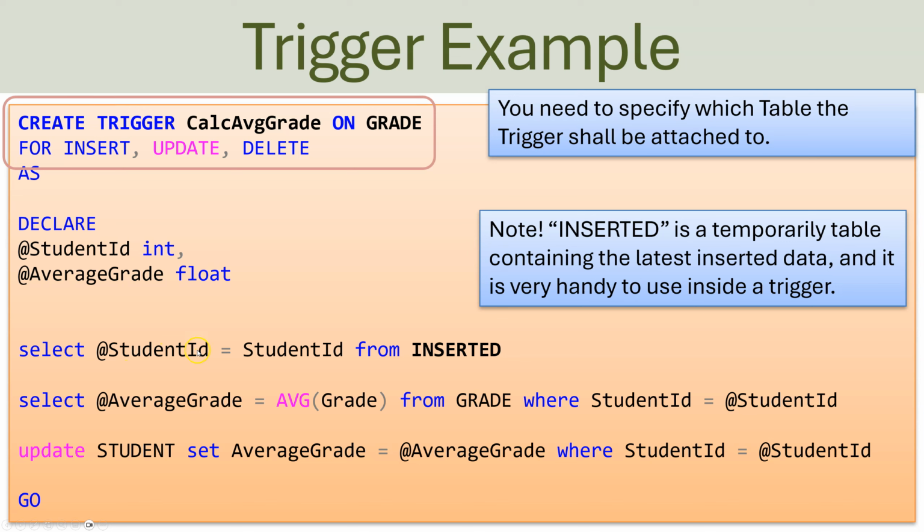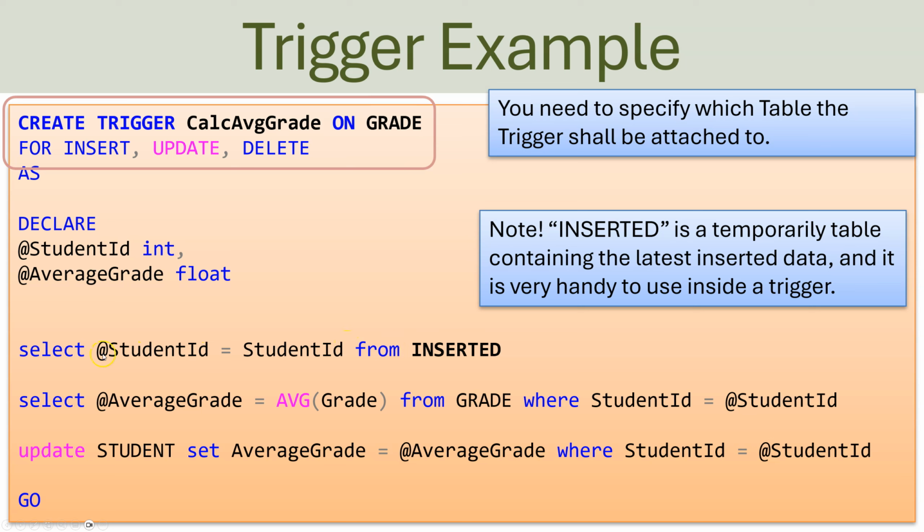So first we need to find the student ID for that specific grade that is inserted into the database, and for that we can use a temporary table called inserted, which is part of SQL Server. And in order to find the student ID that is entered when we enter a grade for that specific student, we just use SELECT @studentID equals studentID FROM inserted, like this.